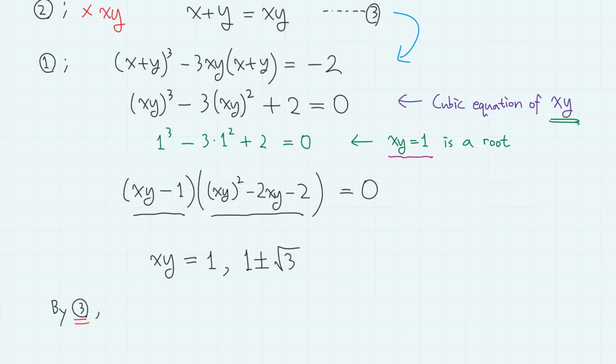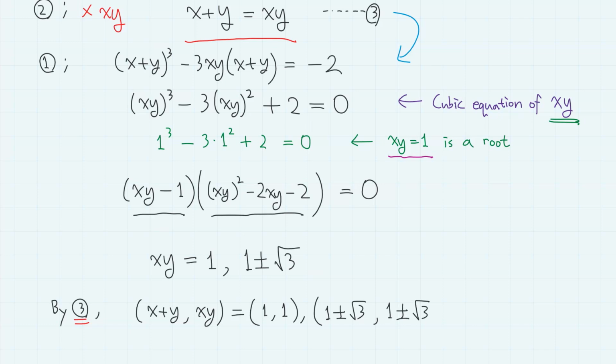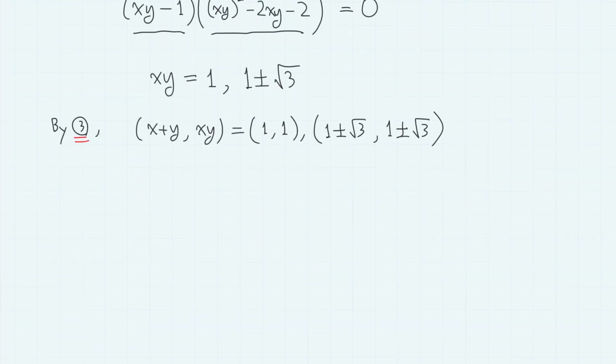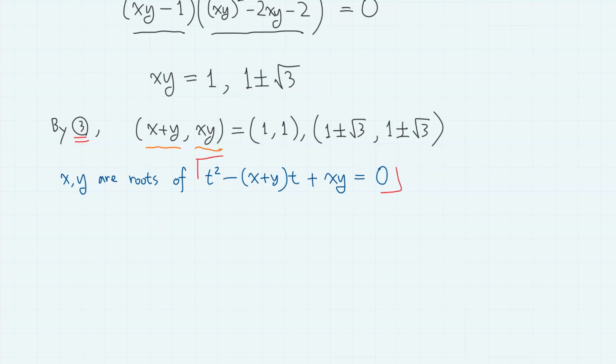Therefore, from equation 3, which is that x plus y is equal to xy, we have (x plus y, xy) is equal to (1, 1), (1 plus square root of 3, 1 plus square root of 3), and (1 minus square root of 3, 1 minus square root of 3). And we use the famous method of finding x and y when the values of x plus y and xy are given. That is, x and y are roots of the quadratic equation t squared minus (x plus y) times t plus xy equals 0.